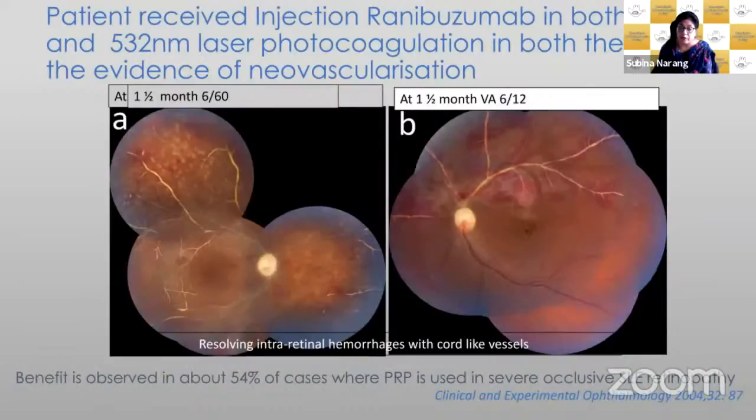The patient was kept on very, very close follow-up. At the earliest diagnosis of neovascularization of the disc, the patient was taken up for aggressive PRP. It has been seen that 54% of the cases where PRP is done have a better prognosis in occlusive SLE retinopathy. And this is the 1.5 month follow-up. This is showing resolving intraretinal hemorrhages with cord-like fibrotic vessels, which are present all over the fundus and in the superior half in the left eye.